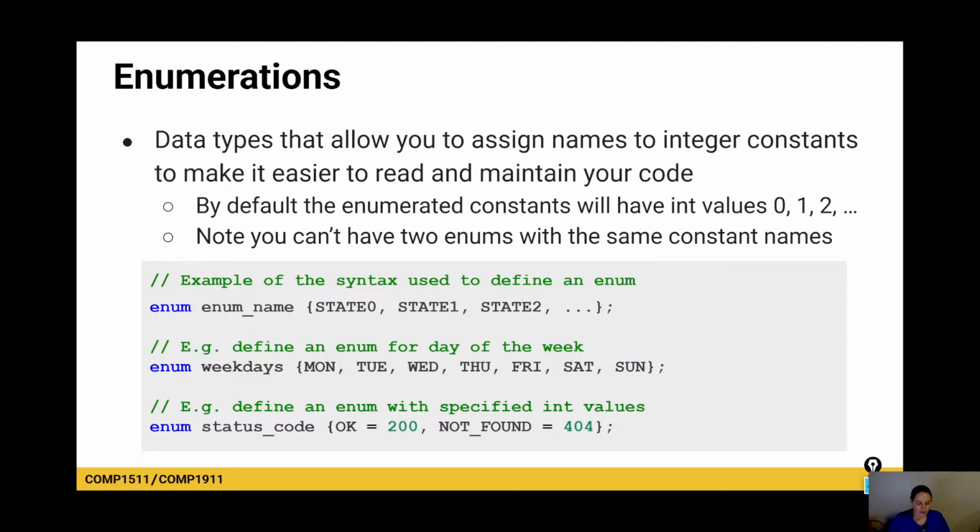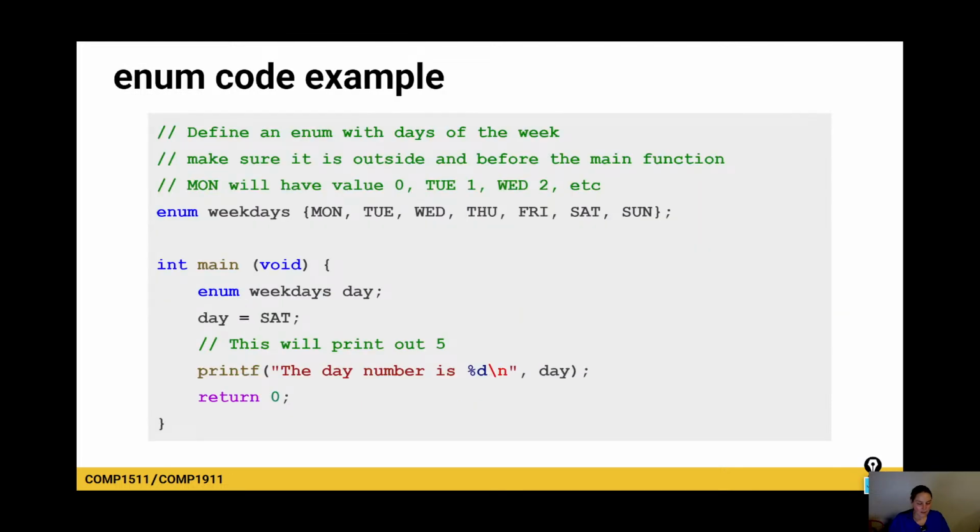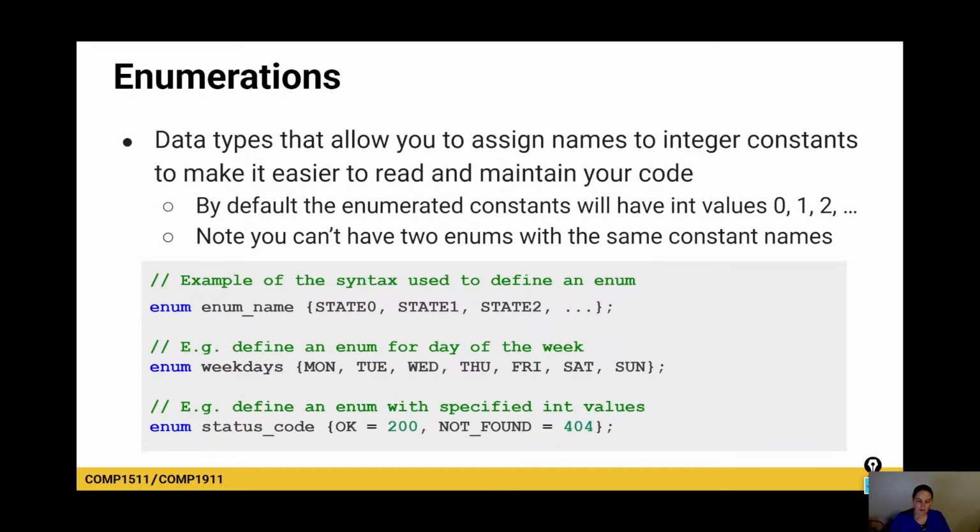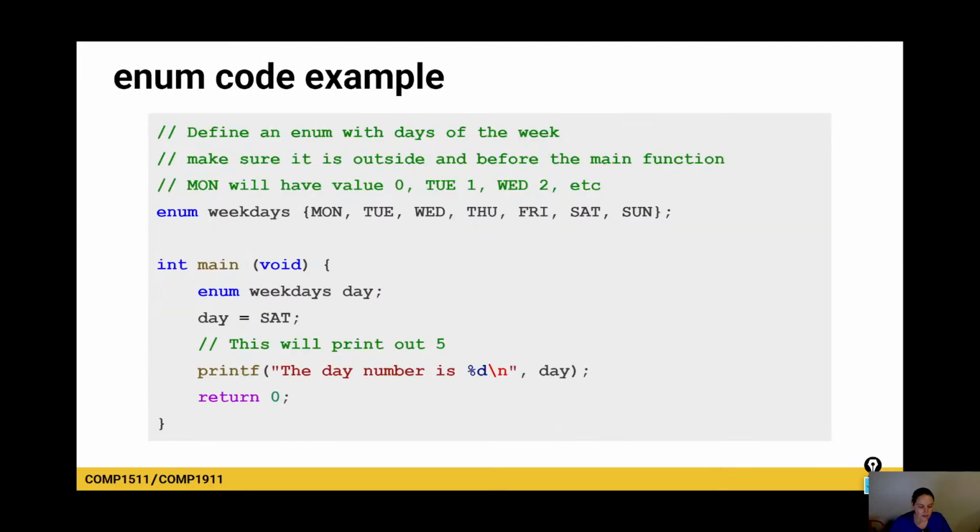Okay, so that's sort of the idea. And they're like integer types. They're integer types only. So in this example, we've got enum weekdays, we've got Mon, Tue, Wed, Thu, Fri, Sat, Sun, whatever. We've defined that up here.